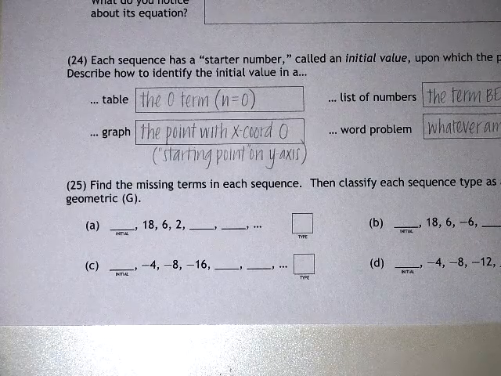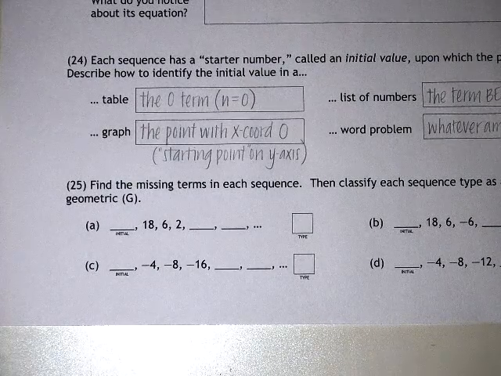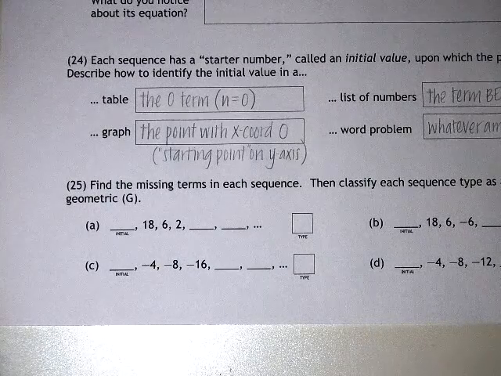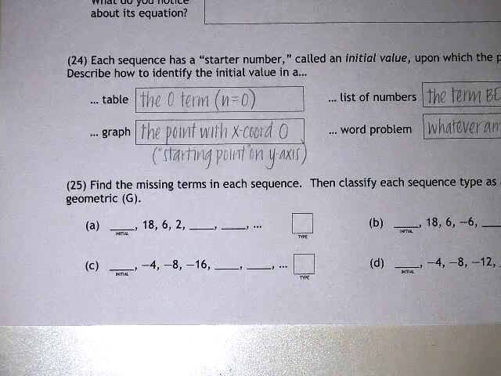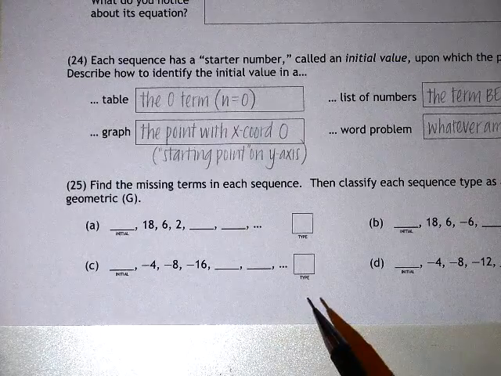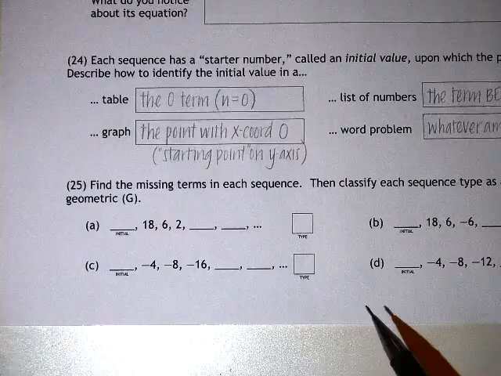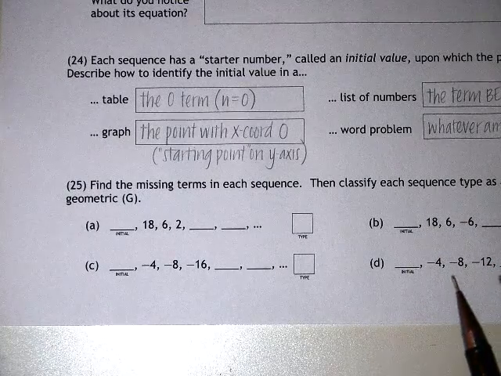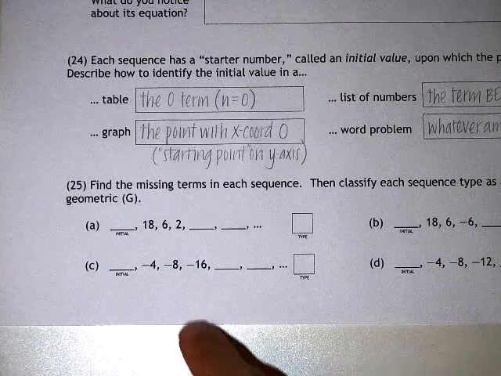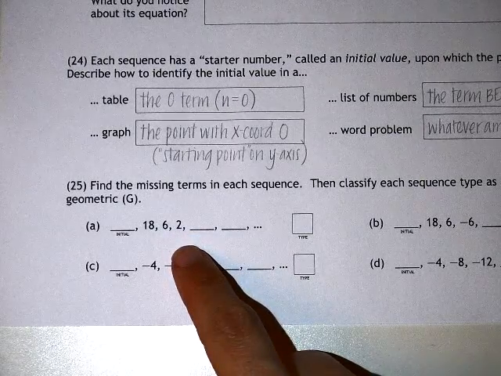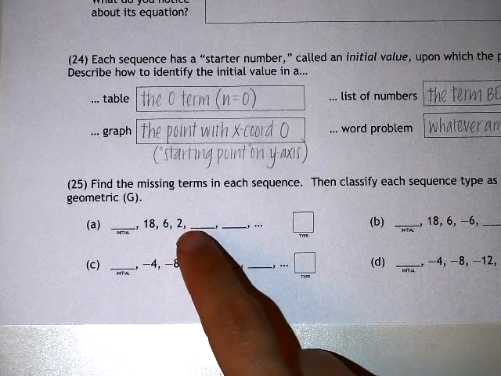Now that you're fairly comfortable with the vocabulary of sequences, like the words arithmetic and geometric, and now that you're comfortable with the idea of the initial value, the term that kind of starts the whole sequence, let's try to put these ideas together in question number 25, the last question on this page. This question actually has 2, maybe even 3 tasks to think about. So let's break it down one by one.